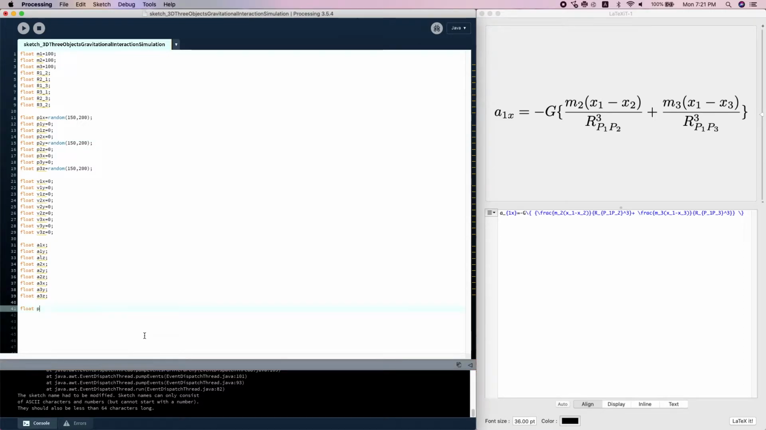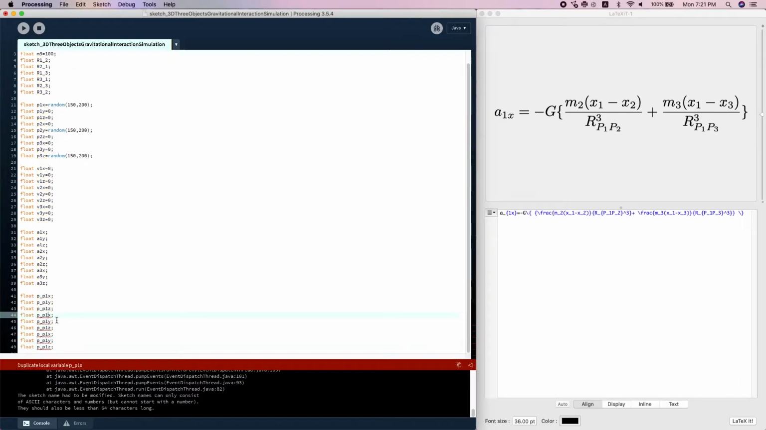I'm going to need the previous value for p1x, and for now I'm just going to declare it. Previous value for p1y and previous value for p1z, and do the same thing for p2 and p3. So again, multiply 3 times p2 and p3.